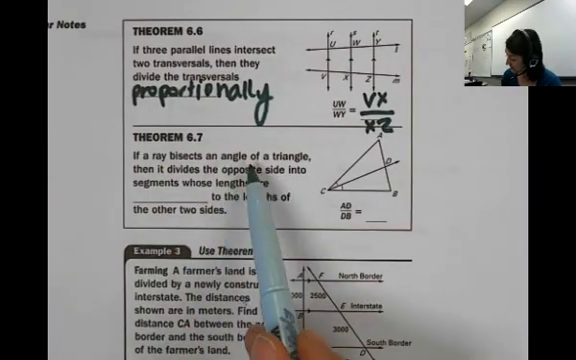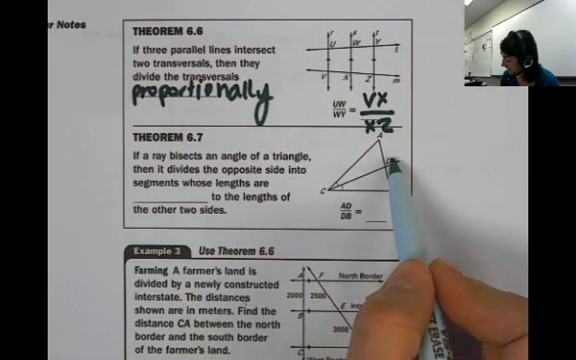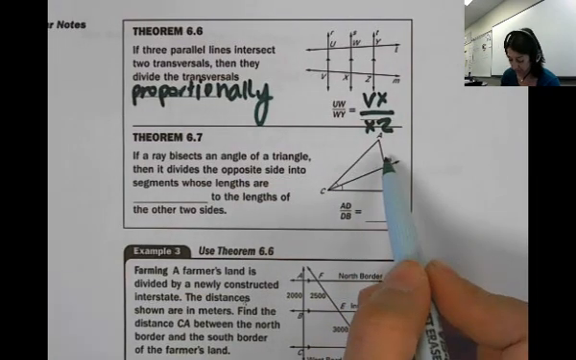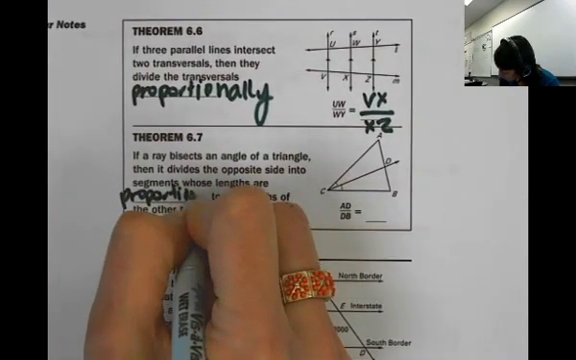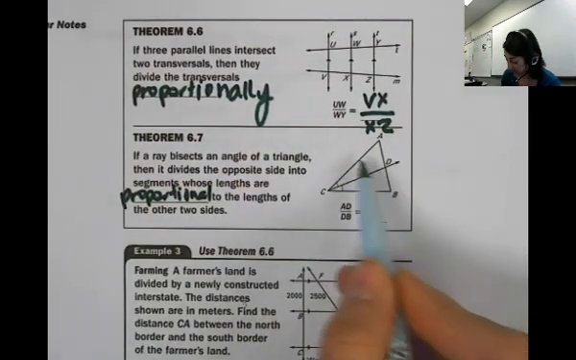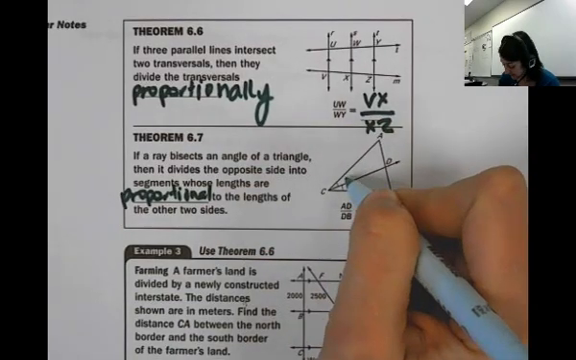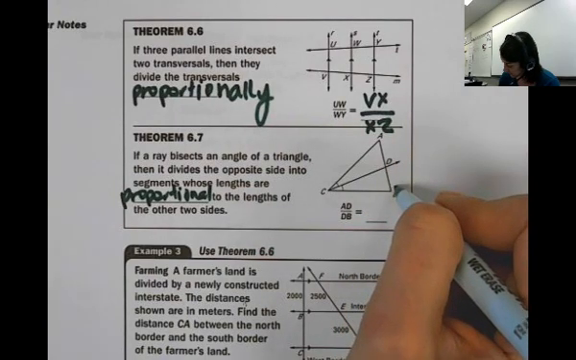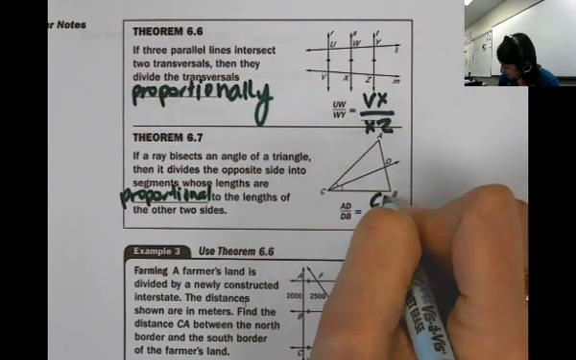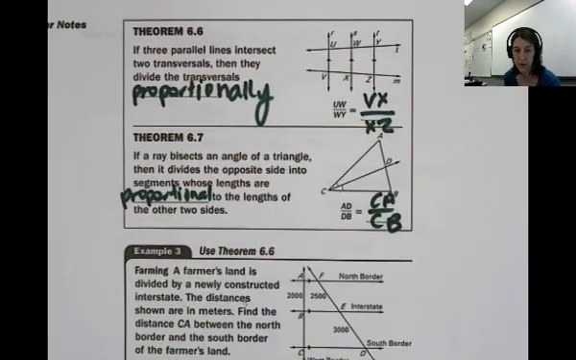If a ray bisects an angle of a triangle, then it divides the opposite side into segments whose lengths are proportional to the lengths of the other two sides. So if I know this ray is an angle bisector, then AD is to DB as CA is to CB. And then we're going to practice with those.